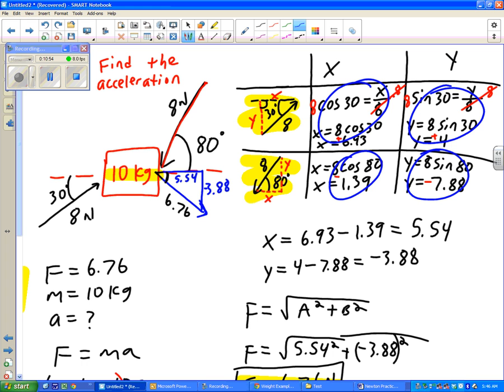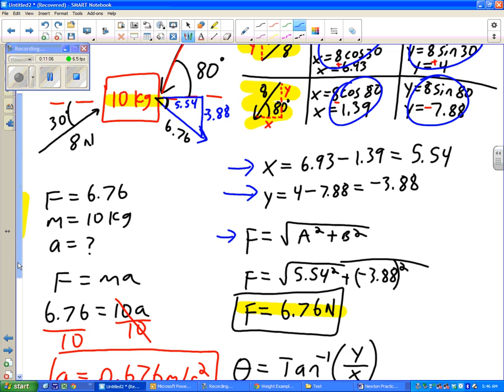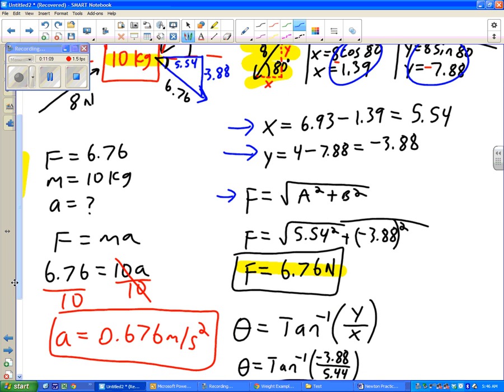Then I added them together in this step right here. After I got those, I recombined them using the Pythagorean theorem to find the total force. I then found the angle using tangent, and then I came back over here to the left and I found the acceleration using Newton's second law.